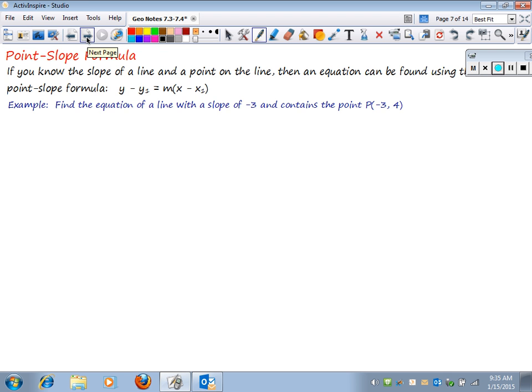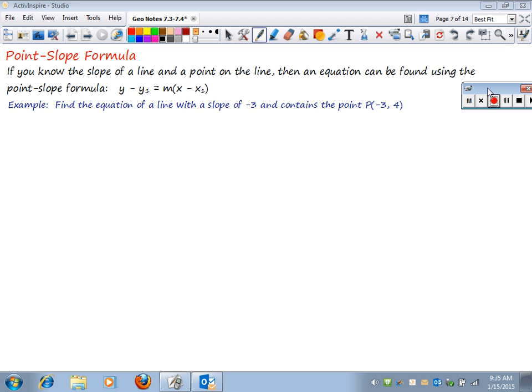Okay, point slope formula. If you know the slope of a line and a point on the line, you can find the equation by using what we call the point slope formula. And here it is right here. And I like this one the best. Just my personal preference. You could just use y = mx + b all the time. But if you want to get it in the y = mx + b form, this point slope formula actually works really well.